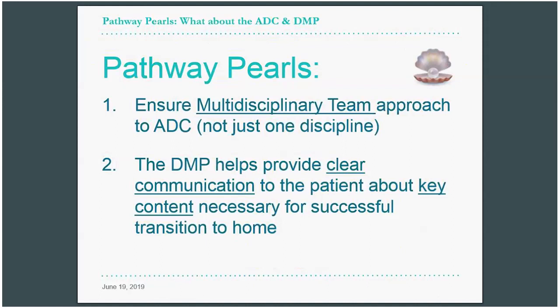And the discharge management plan is really meant for the patient. It's to provide clear communication to the patient about key content necessary for a successful transition to home. So really think about your patient when you're writing it. As a frontline worker in acute care, I've just taken a discharge instruction sheet and ticked, ticked, ticked, Canada Food Guide, activities as tolerated, and never really thought that this is for the patient, and that the highest risk of readmission for most patients, no matter what disease, is within the first 48 to 72 hours.